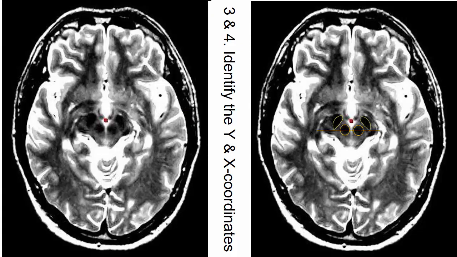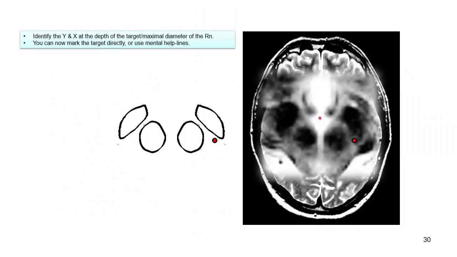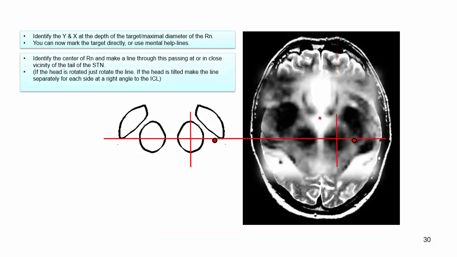At this level, we will identify the x and the y coordinates. Here, at the level of the maximal diameter of the red nucleus, we can identify the target directly, somewhat posteromedial of the posterior tail of the STN, or we can use some mental help lines. We identify the center of the red nucleus and make a line through this, passing at or in close vicinity of the tail of the STN.